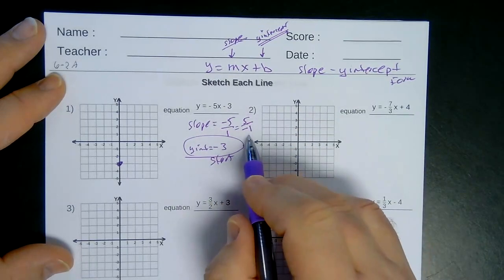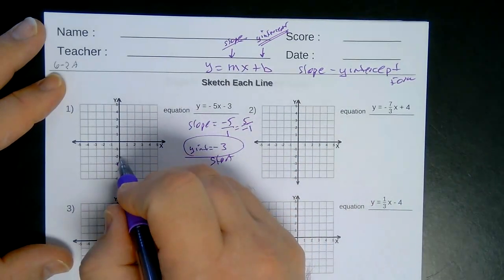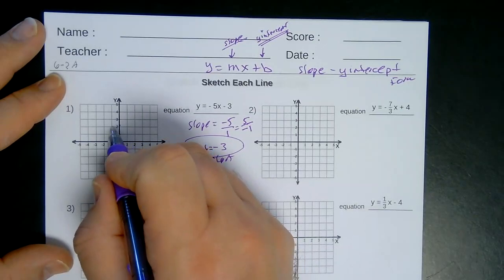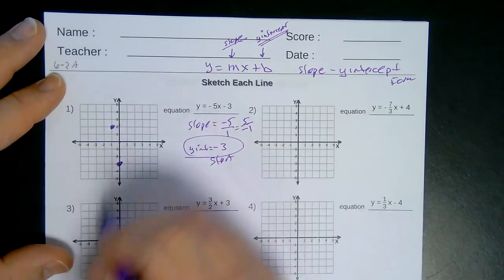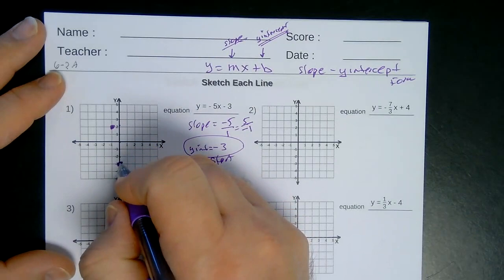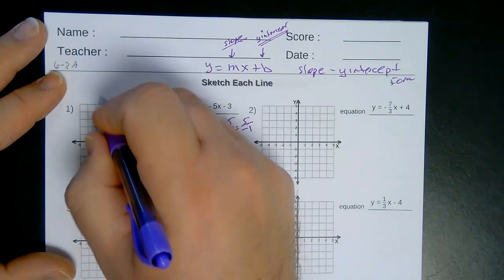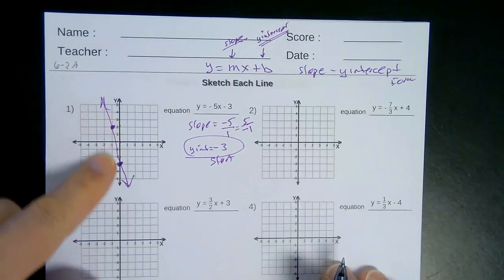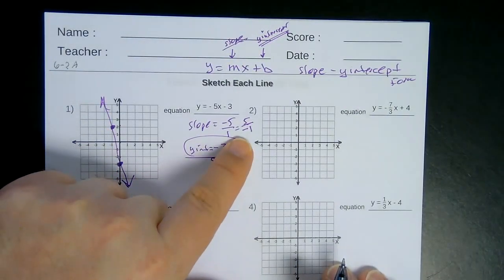So how about that? 5 over -1. Now I can go 1, 2, 3, 4, 5, and then go back 1 and put my dot there, and then draw your line all the way through the graph. Notice my line is going down to the right, hence it's a negative slope.